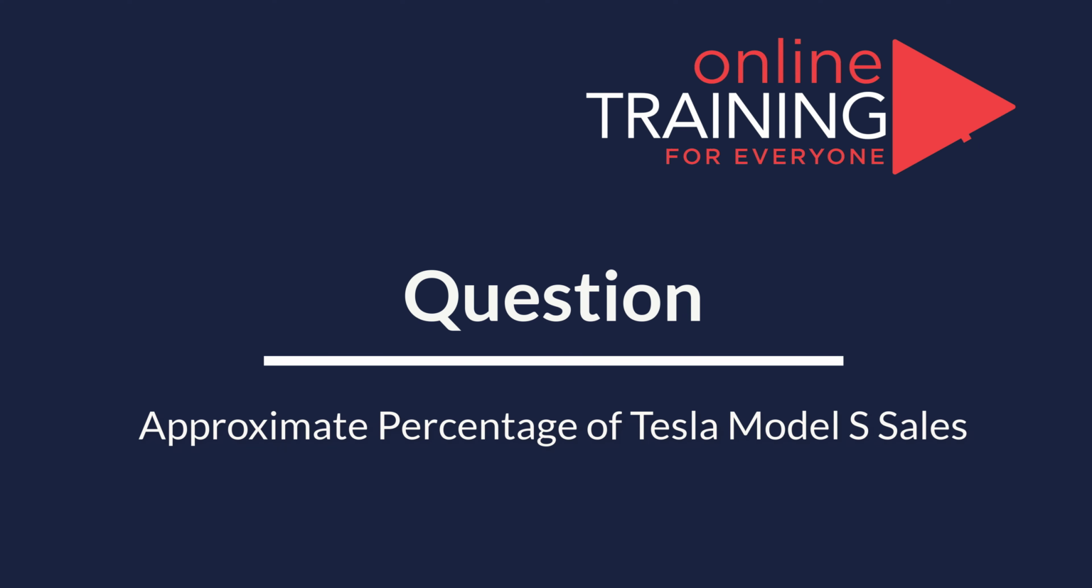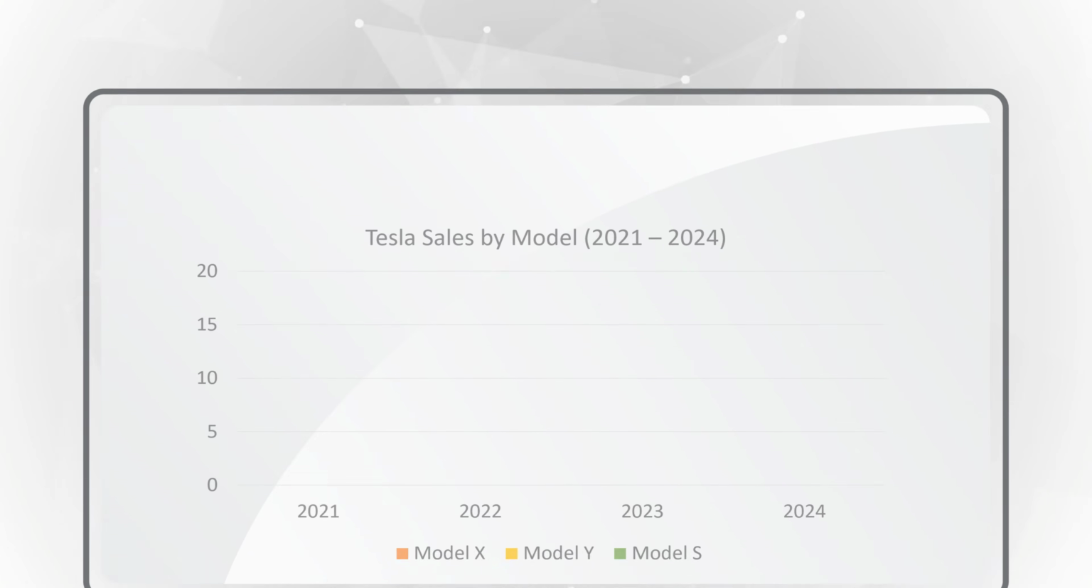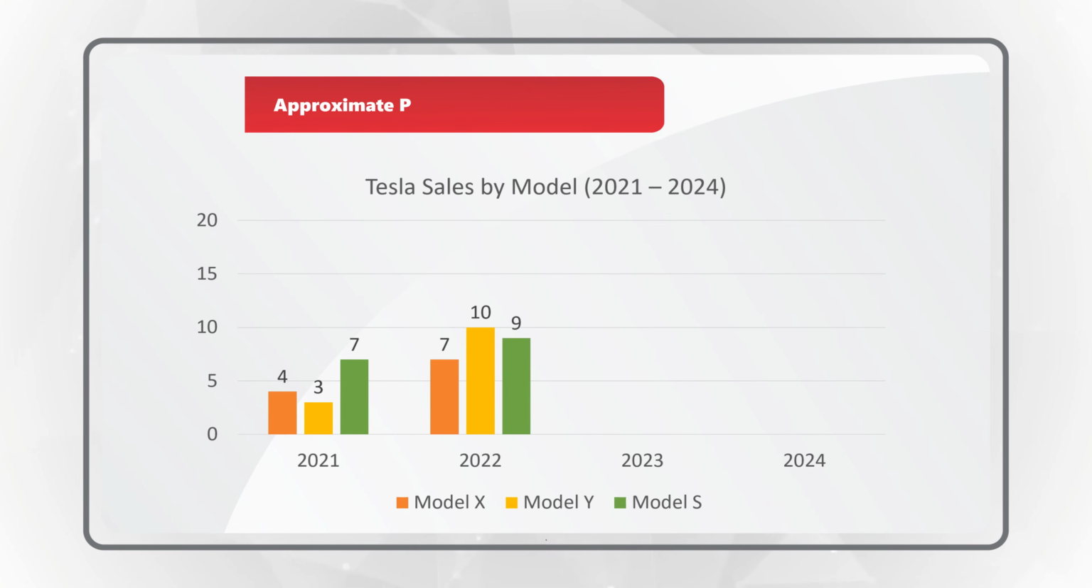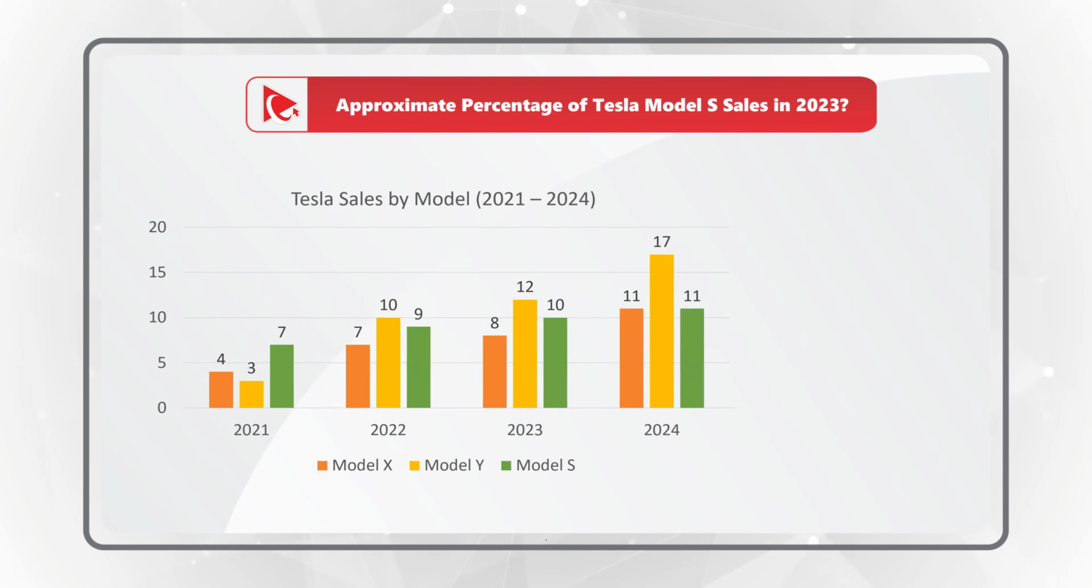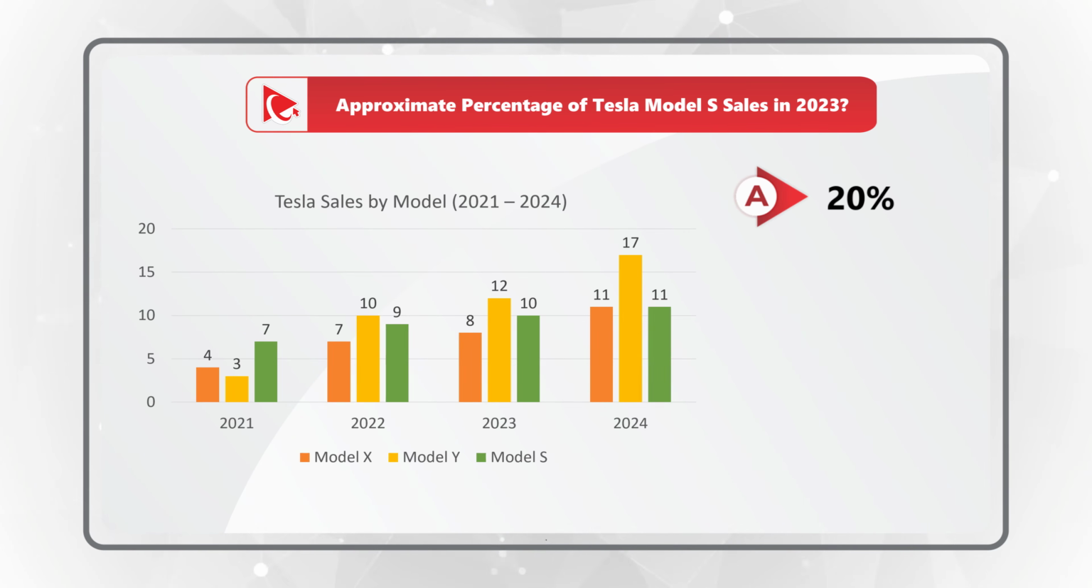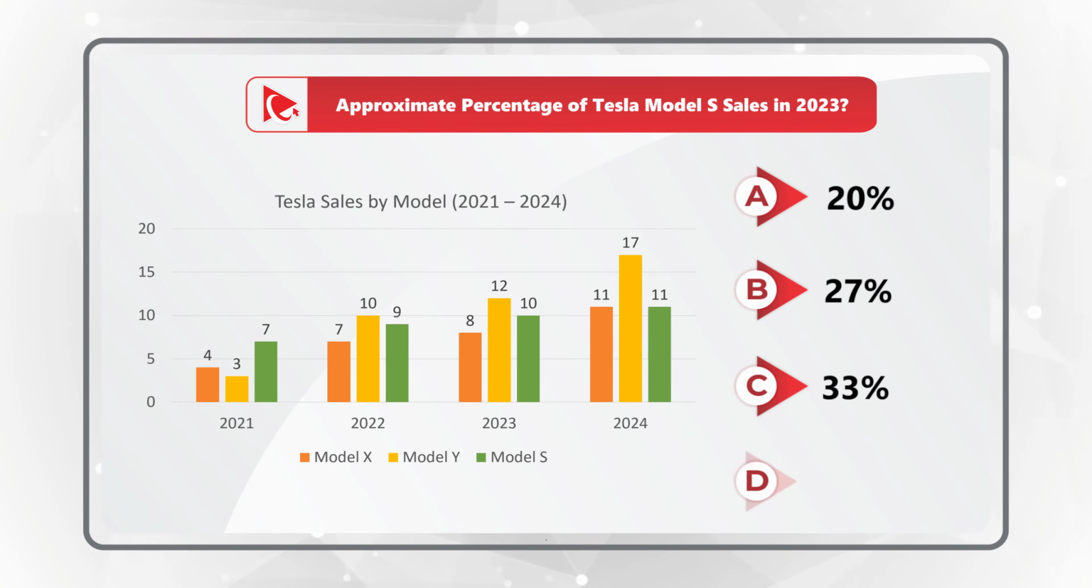And now, I think is an excellent time for you to try your skills to see if you can solve the challenge. You need to determine approximate percentage of Tesla Model S sales in 2023. You're presented with the chart that shows sales by model between period of 2021 and 2024. And you have 4 different choices. Choice A, 20%. Choice B, 27%. Choice C, 33%. And then choice D, 40%.